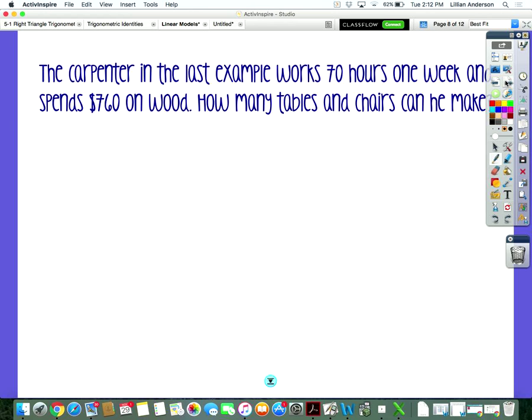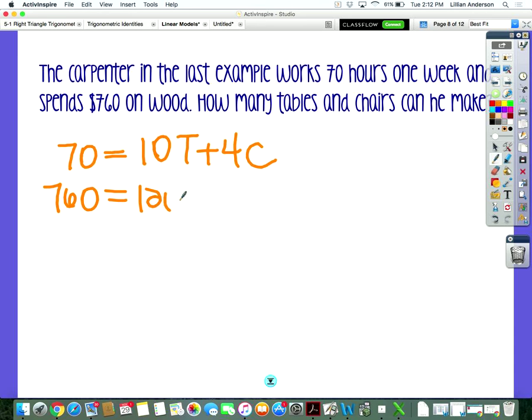Okay. So the follow-up question to that says the carpenter in the last example works 70 hours in 1 week and spends $760 on wood. It actually asks you how many tables and chairs can he make. So now we're going to take those 2 expressions that we wrote, the 2 models that we wrote, and this time we're going to do what? Plug in what? We're plugging in the 70 for the time, and we're plugging in the 760 for the cost. So that was, I think, 10T plus 4C, and 120T plus 40C. And there we go. We have a good old system of equations that we can solve. Which way do you want to solve it? Doesn't matter. We'll get the same solution no matter which way we solve, by elimination or substitution.